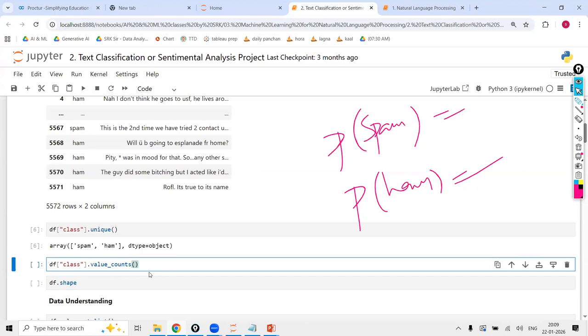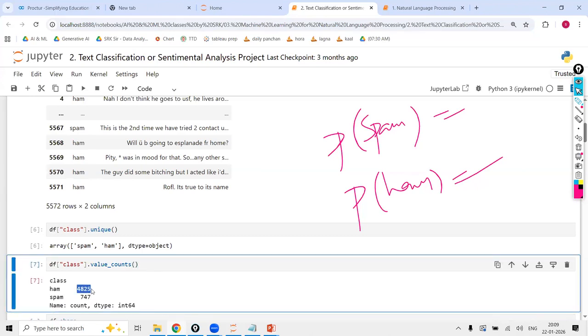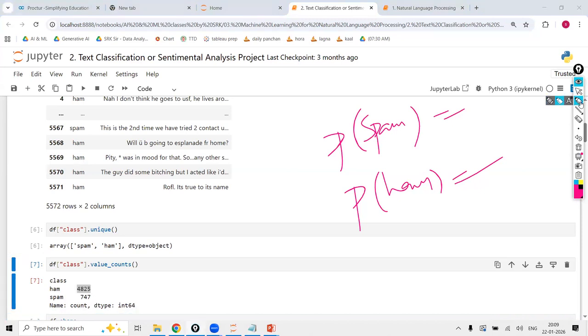Dot value counts. What is meant by value counts? It means total how many records of ham are there, and total how many records of spam are there. Now, can anyone tell me what is the prior probability in this example? What is the prior probability of spam and what is the prior probability of ham? Can you tell me the calculation?